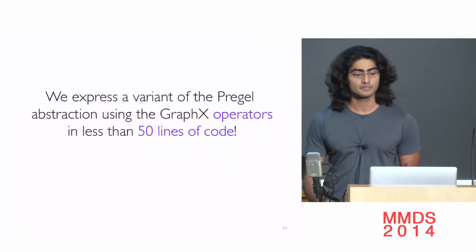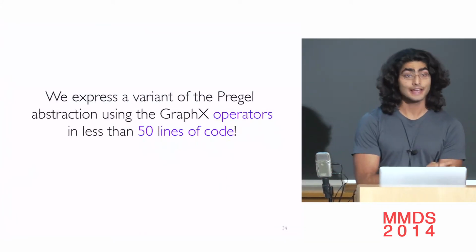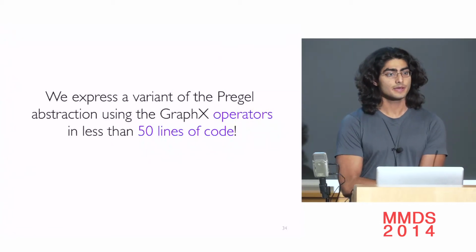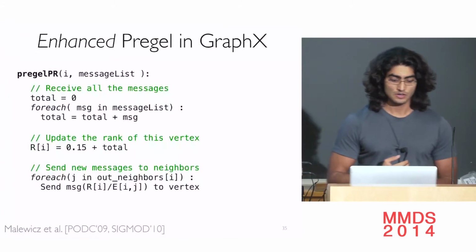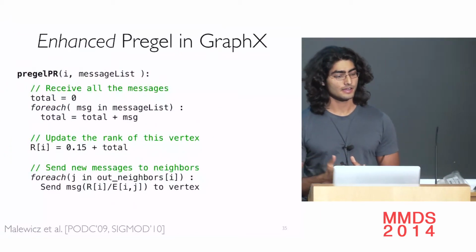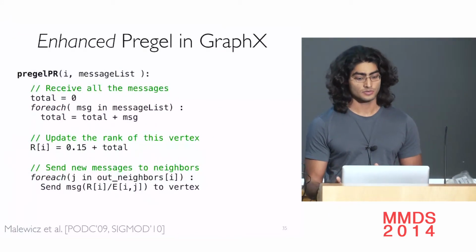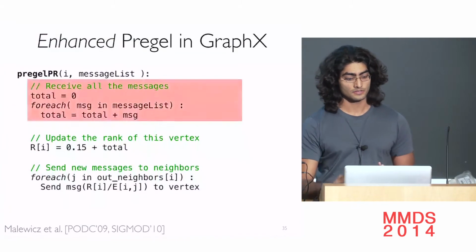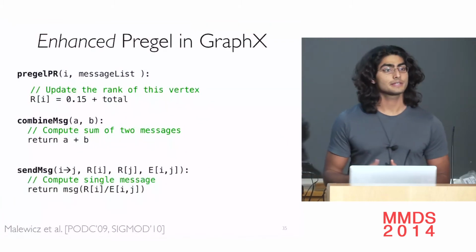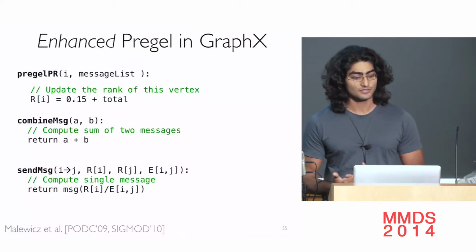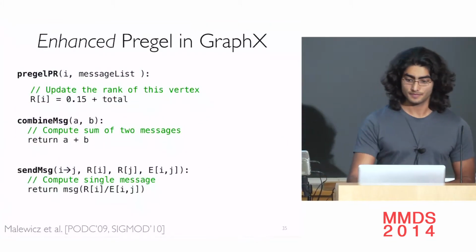We can also use this primitive, MapReduce triplets, to express an enhanced version of the Pregel abstraction, which makes it easier to migrate to GraphX. And here's what that looks like. The Pregel API is a slight variant of the standard version, which separates out the vertex program, the message sender, and the combiner. And this separation makes it possible for GraphX to handle high-degree vertices in parallel on multiple machines.